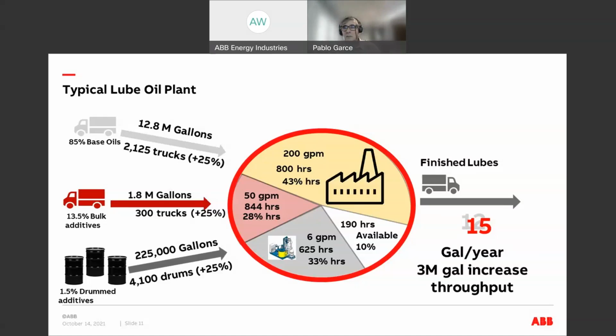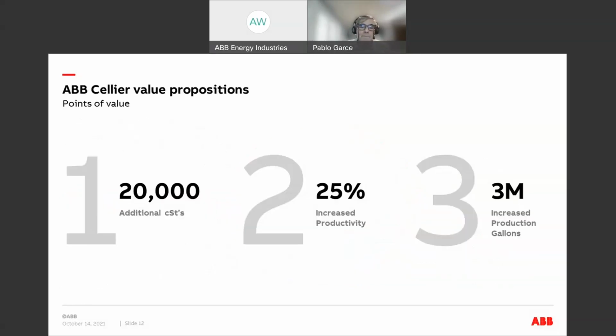Well, you're probably going to need more warehouse and more storage capacity. So it's not that you don't have to change anything, but removing the bottleneck gives you more flexibility to decide if you want to increase your capacity. It gives you the tools for increased productivity.